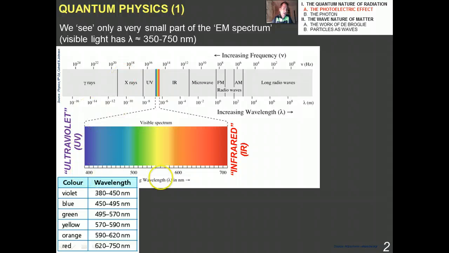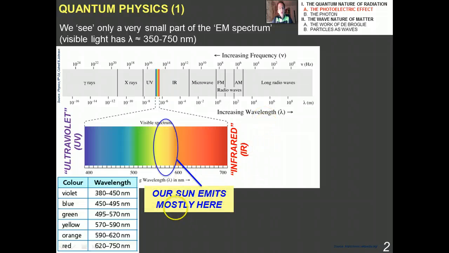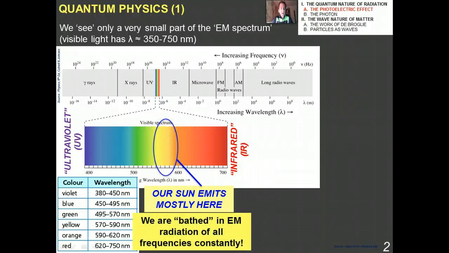All right, if you go beyond the blue, a shorter wavelength than blue, or a higher frequency, because frequency and wavelength are inversely related, you get ultraviolet. If you go above the red in wavelength or below the red in frequency, you get what's called infrared. Our eyes are attuned such that we can't see UV or IR, but they're there. Our sun emits mostly in this band, which is why the sun appears to be kind of yellowish. And you guys are bathed in electromagnetic radiation of all frequencies constantly. Radio waves, visible, X-rays, microwaves, everything.